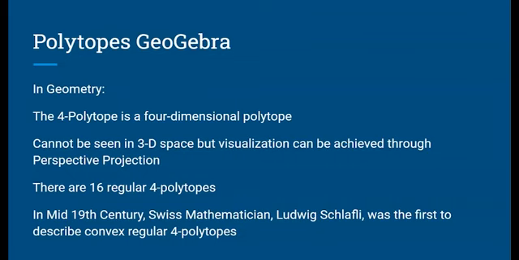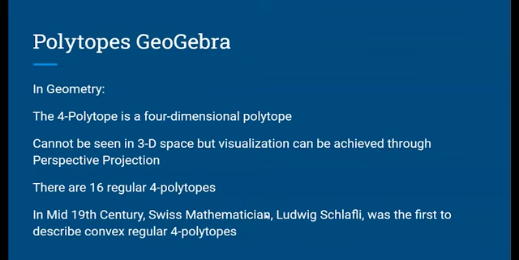In Euclidean geometry, the four polytope is a four-dimensional polytope. However, because we live in a three-dimensional space, the four polytope cannot be seen in 3D space, but a visualization can be achieved through perspective projection. Now, in our course, we had a couple activities dealing with perspective drawings and projection. There are 16 regular four polytopes.